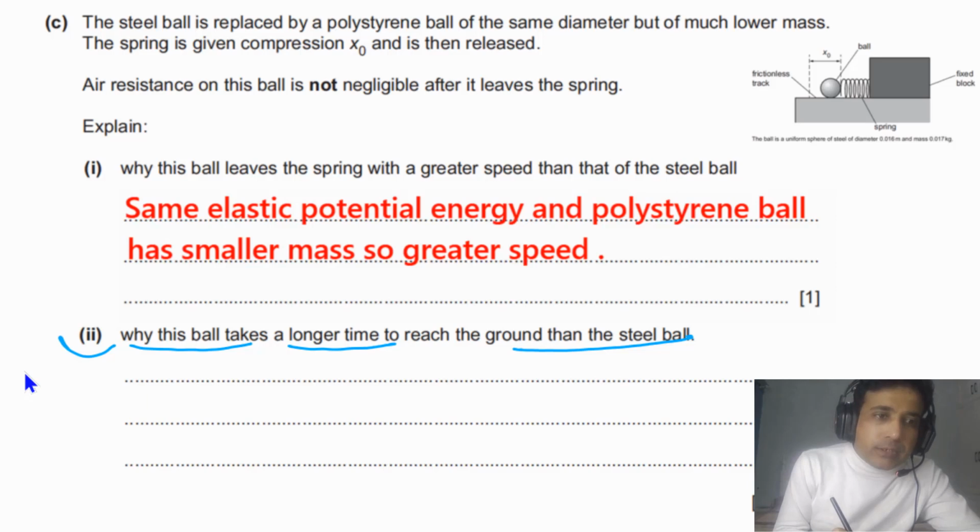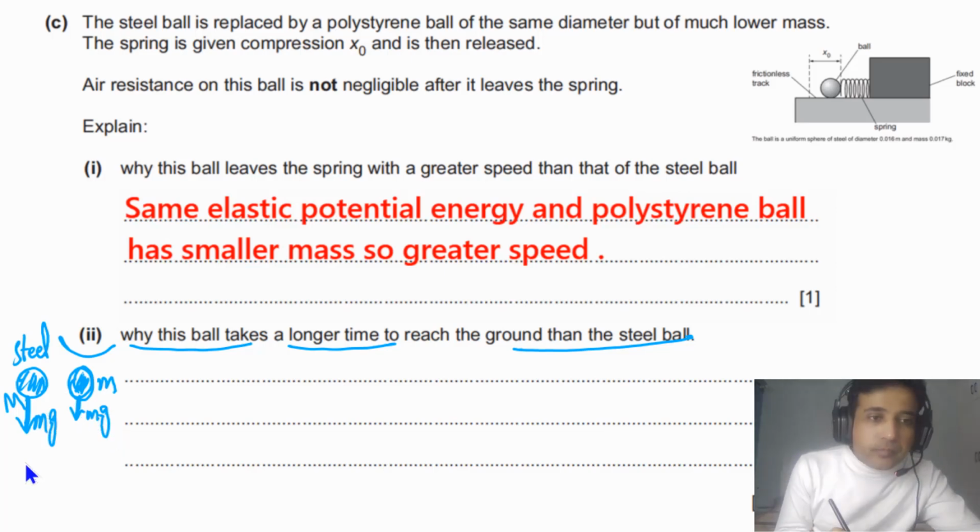In this case, it is given to us that the steel ball has a greater mass. So we can say this one is the steel ball. Let's say the mass of the steel ball is capital M, and the mass of the polystyrene ball is small m. So the initial force acting on the steel ball is equal to its weight, capital Mg. And the initial force acting on this one is small mg, and this force is lower than the force on the steel ball.